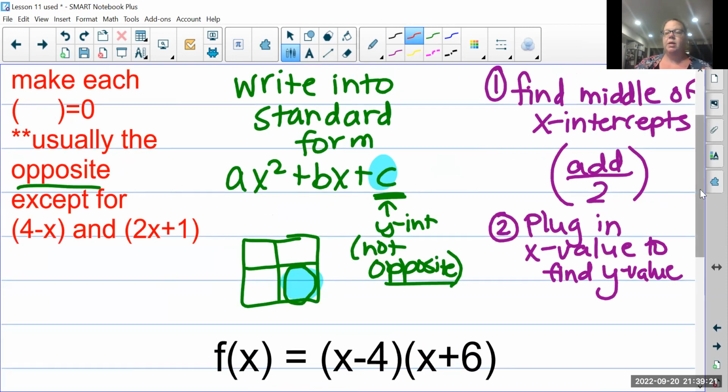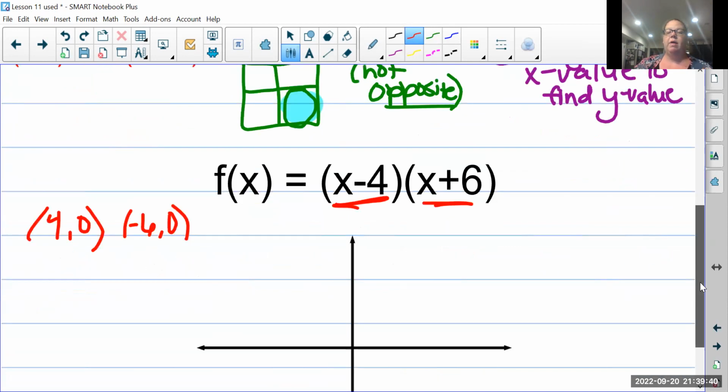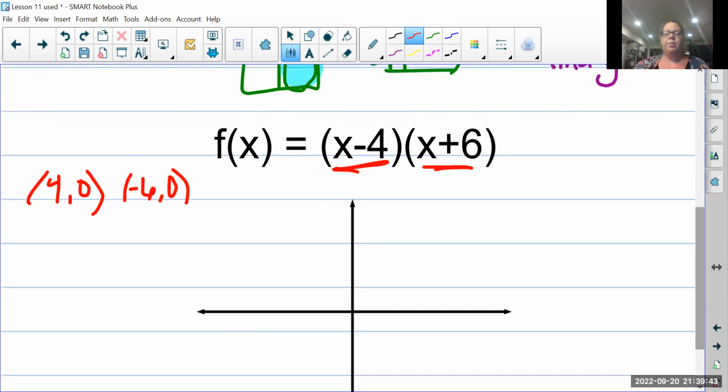So we're just going to take the opposite. So the x-intercept that comes from here is (4, 0), because we take the opposite of that minus 4. And the x-intercept that comes from this one is (negative 6, 0), because we take the opposite. So then on our graph, so draw an x and y graph on your paper, we're going to plot these 2 points. So we're going to plot the 4 over here, and then negative 6 over here. All right, so those are 2 of our points that are going to be on our parabola when we're done.